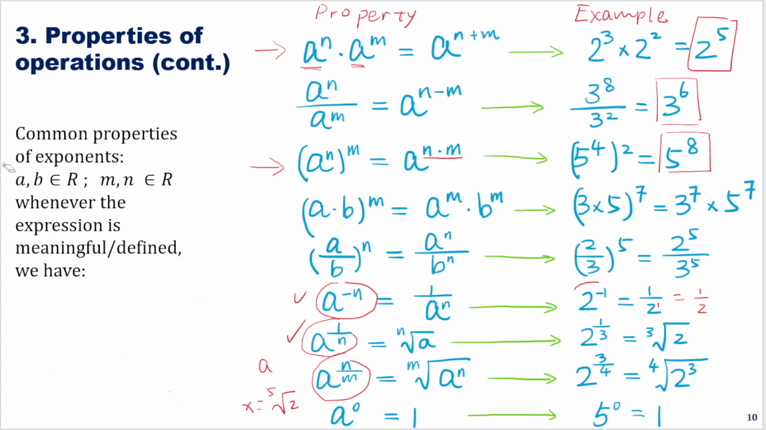Okay, the next one states that a to the power of n over m can be expressed as first a to the power of n, then raised to the power of 1 over m, right? And we already explained this. Anything raised to the power of 1 over m is actually the mth root of that number. So that equals, first you raise the number a to the power of n, then find its mth root, right? Does it make any sense? So that explains this one, right?